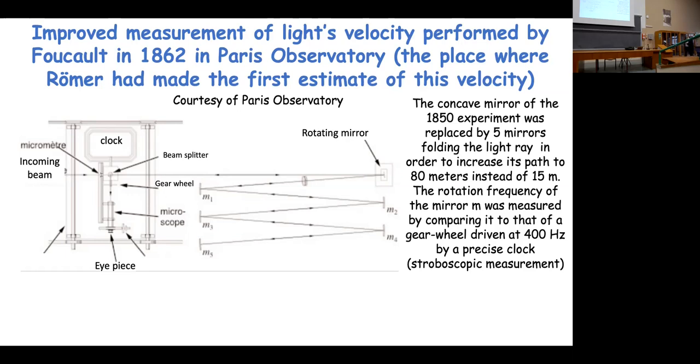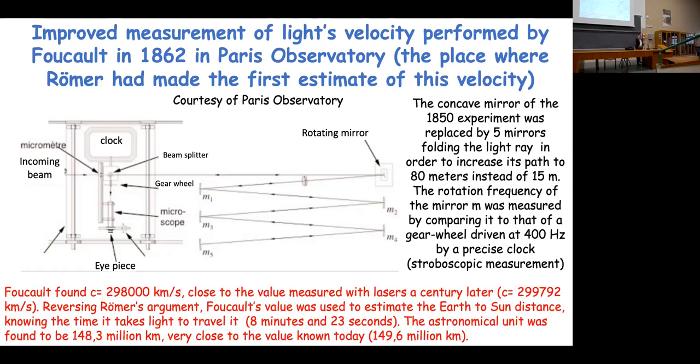And then from this experiment, he got a value for the velocity of light of 298,000 kilometers per second, which is within less than 1% or 0.5% of the value which is known today. Why did he do this experiment in an observatory? It's because the head of the observatory, Le Verrier, needed this value to measure with precision the astronomical unit.